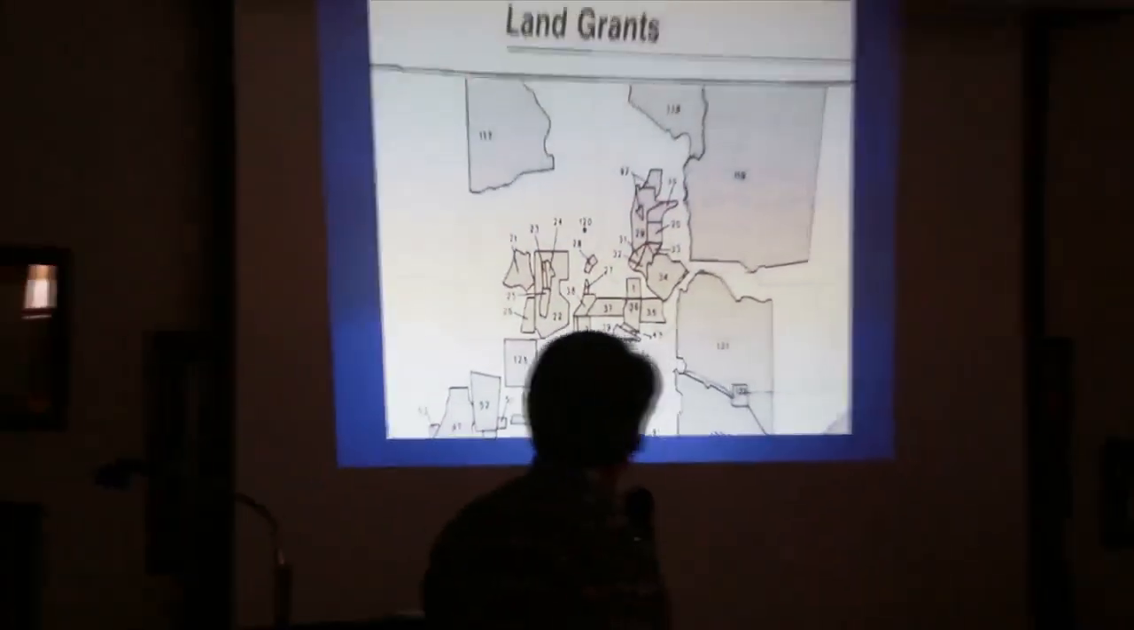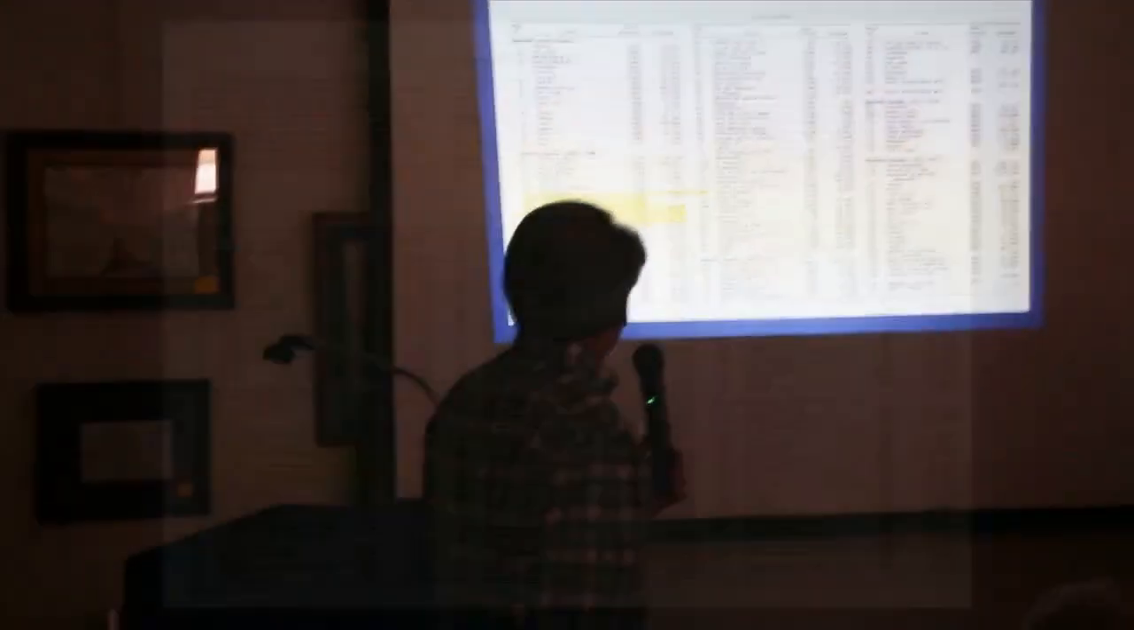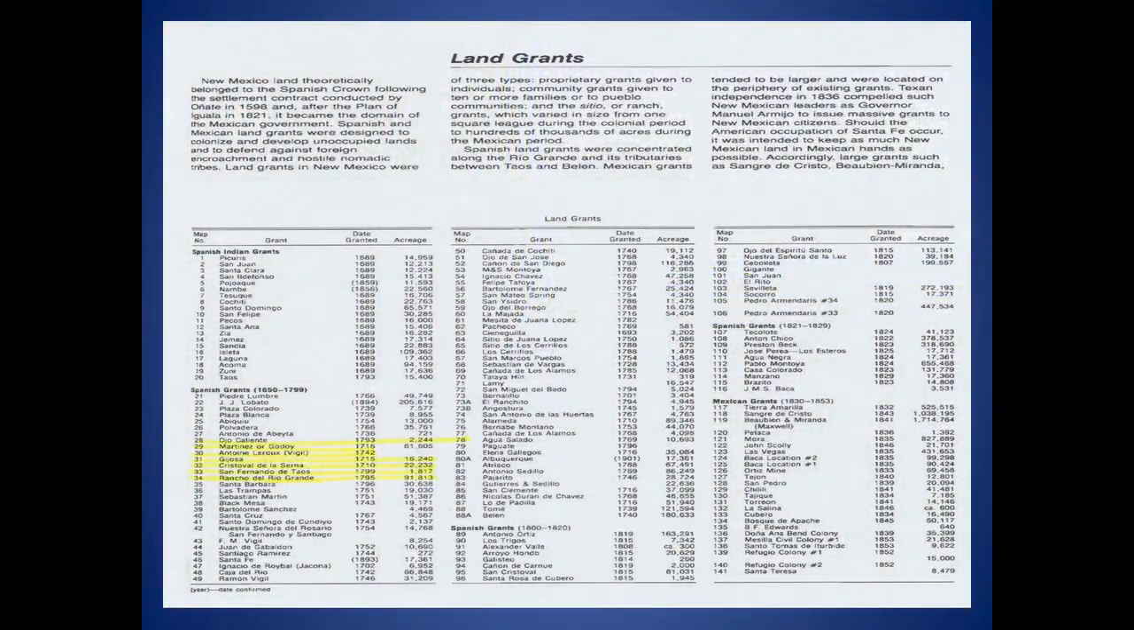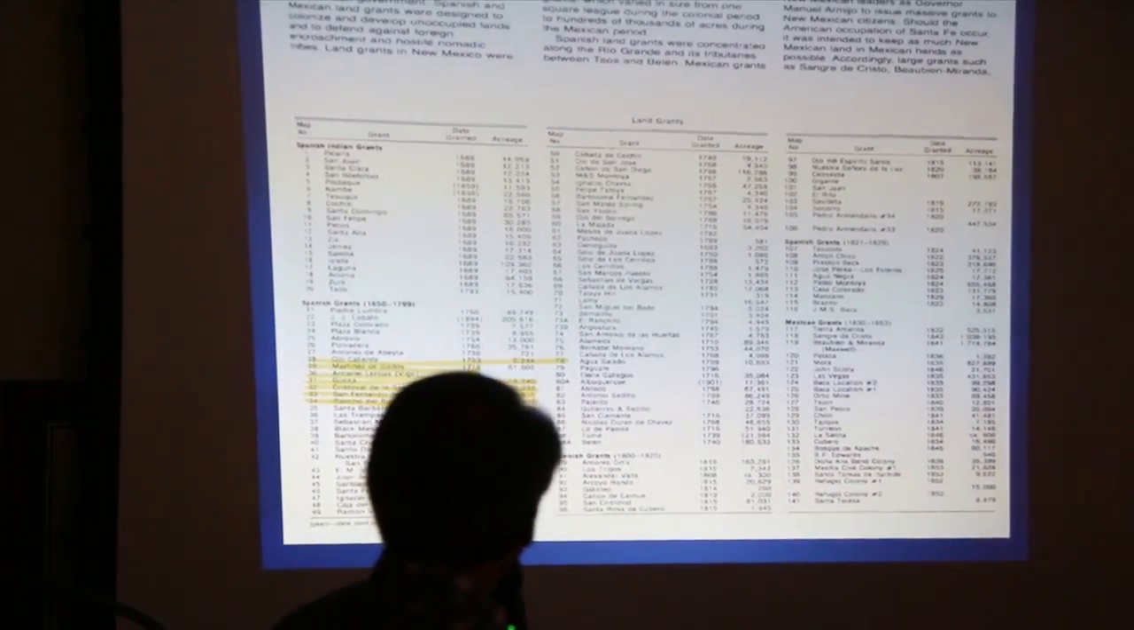Bill, you want to go to the next slide? Yep. This is a listing of all of those land grants. What I started to do at first was to highlight in yellow those that were in the Taos County area. It'll give you the map number, the number of the land grant, the grant name, when it was granted, and then the acreage. Now, by granted, it means when the governor granted it, not when the U.S. government validated it.